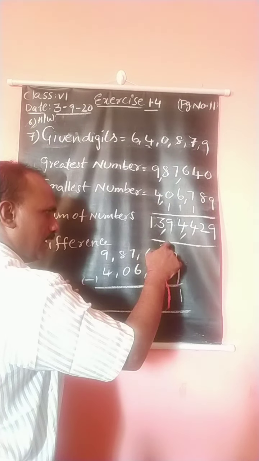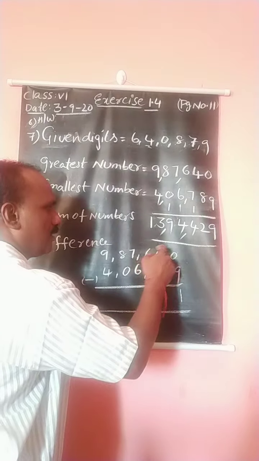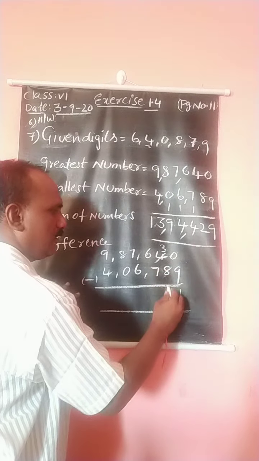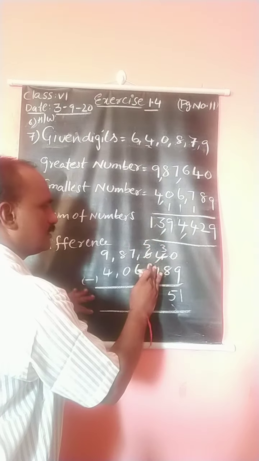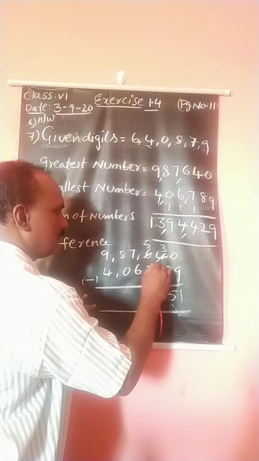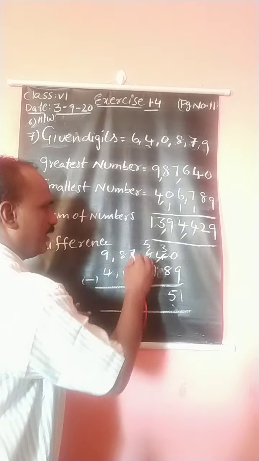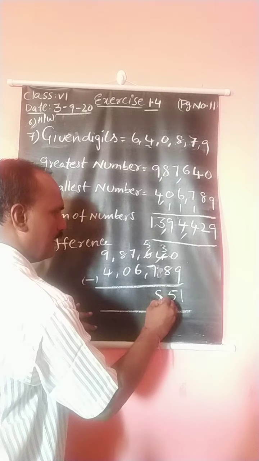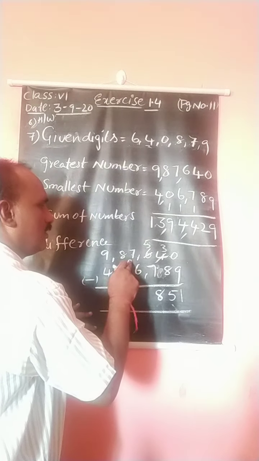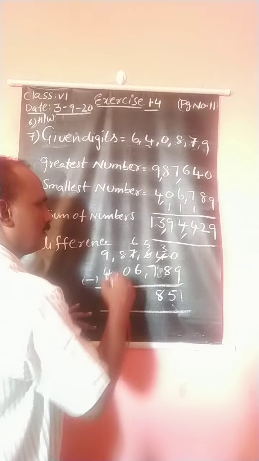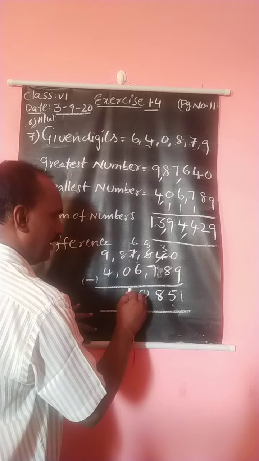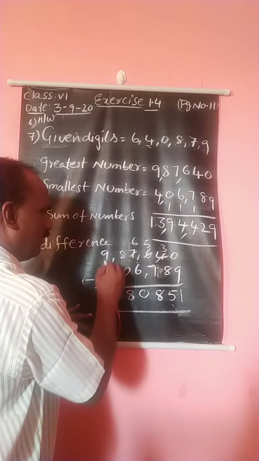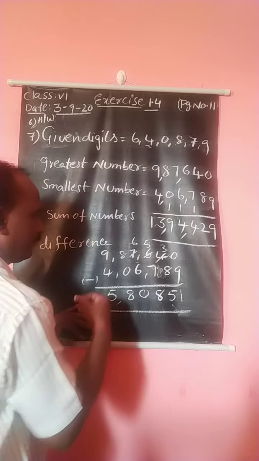Again you can borrow there. That means what is that? 13 will come. 13 minus 8, 5. Here 5 will come. 5 minus 7, it won't subtract. And again you borrow that. 15. 15 minus 7, 8. Then what is that here? 6 will come. 6 minus 6, 0. 8 minus 0, 8. 9 minus 4, 5.